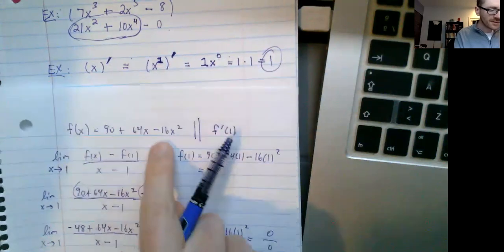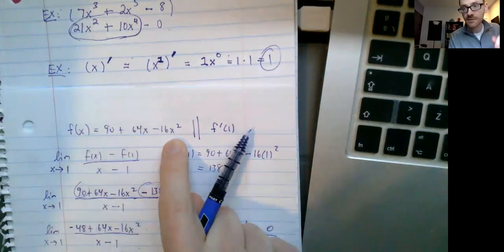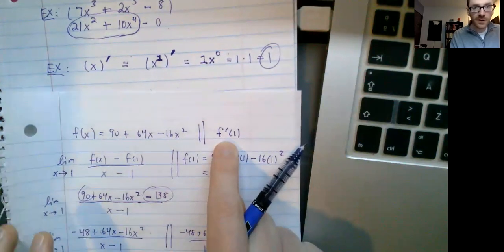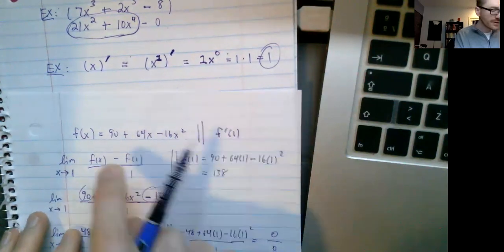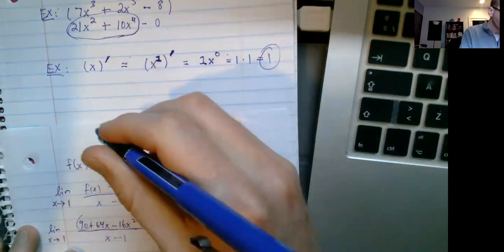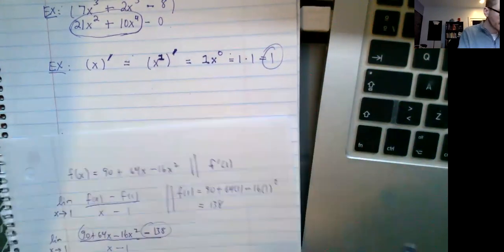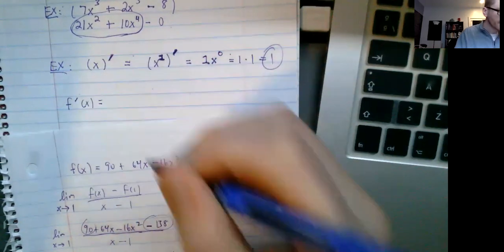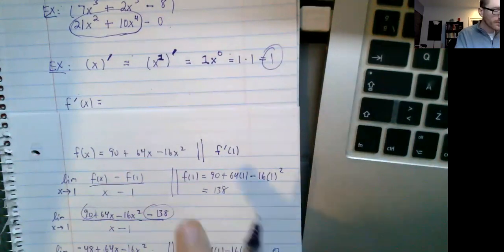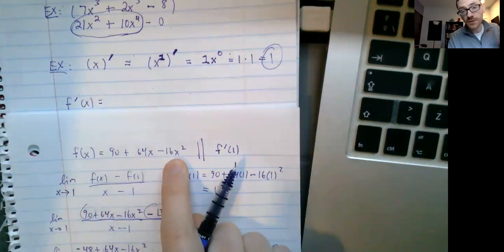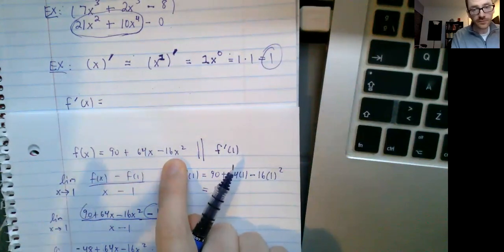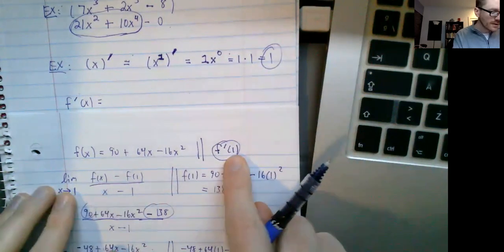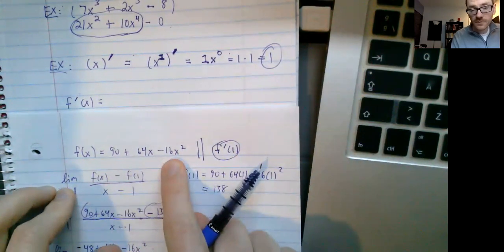So here's the function, the rocket's height, and you want to know how fast it is going 1 second into the trip. All you need to do is use derivative rules to find a formula for the derivative in general, not at 1. Ultimately I'm going to compute f prime of 1, but I start by finding the derivative of this expression.